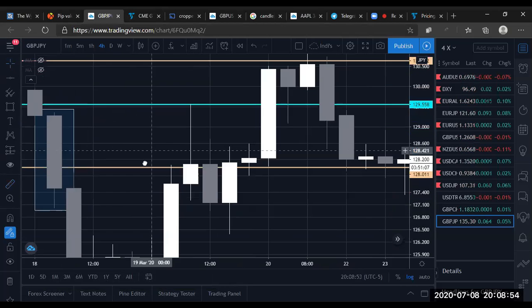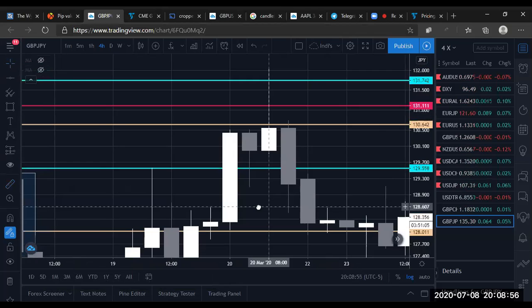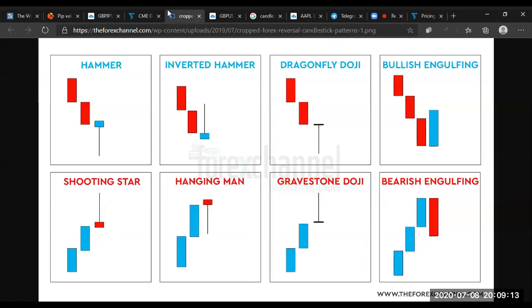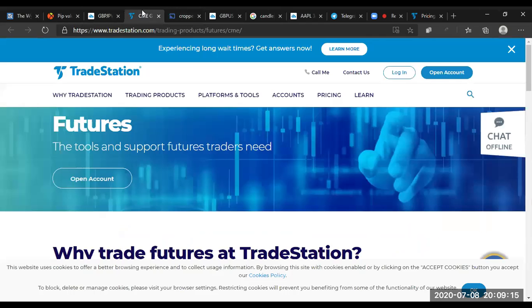Where's the other one that I seen? This one right here. It's kind of not really. It kind of is a reversal. All candlesticks don't have to actually be perfect. Like I think this is not a hammer. I'm trying to think before I go to it. This is a shooting star. It's a shooting star.